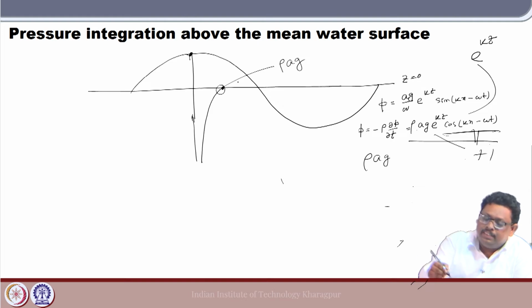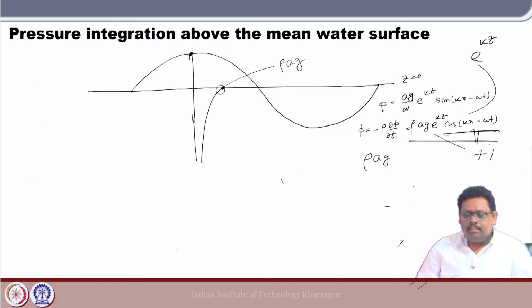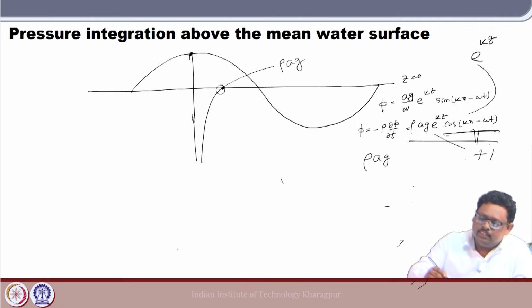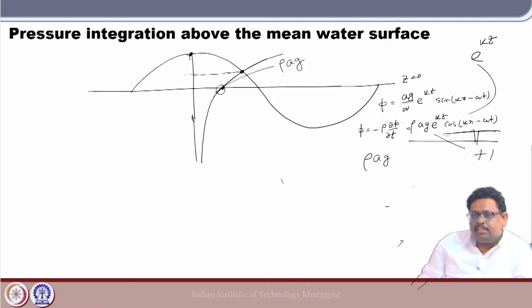Now, above z equal to 0, what would be the pressure? Here, if you remember, I said that there are 3 methods. When you use the unmodified formula, it means that I really do not change this formula, I use the same formula above z equal to 0 also. So, therefore, this e to the power k z is now continuing above the mean free surface also, and therefore, it goes this way, something like this. So then, this is actually my pressure at the free surface, right.